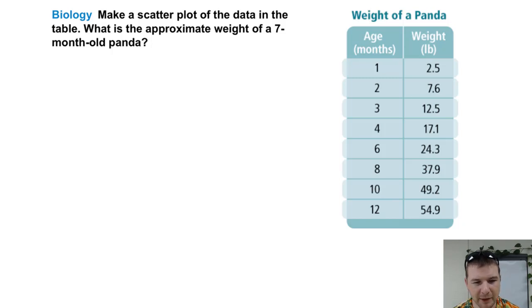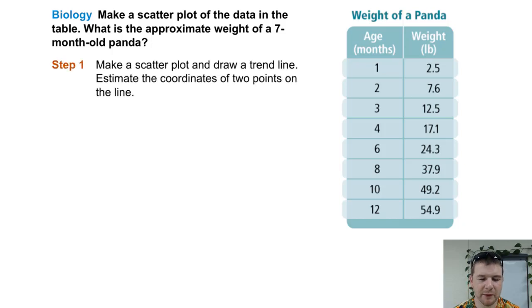Well, consider the table. Looks as though the left column is age in months. The right-hand column is weight in pounds. Age seems to be increasing 1 month at a time: 1, 2, 3, 4, and then it skips a couple, jumps to 6, 8, 10, 12. And then weight in pounds, measured to the nearest tenth of a pound: 2.5, 7.6, 12.5, and so on.